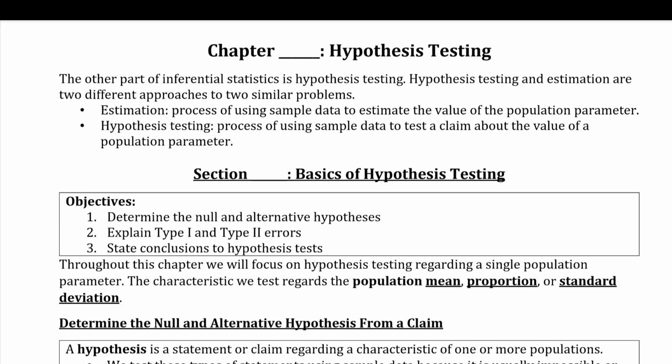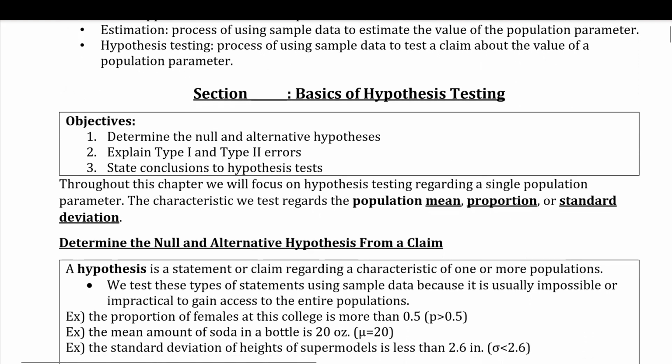Now, in the previous chapter, we talked about estimation, right? Well, we came up with confidence intervals for some sort of population parameter. Now, in this section, hypothesis testing is the process of using sample data in order to test a certain claim about the value of a population parameter. And we'll talk about a few examples in this section. The next 3 sections are all going to be dealing with hypothesis testing regarding a certain population parameter: the mean, the proportion, and the standard deviation. One section for each parameter.